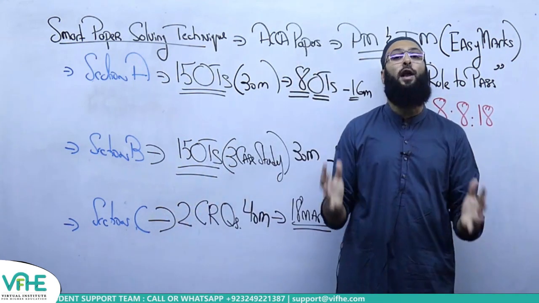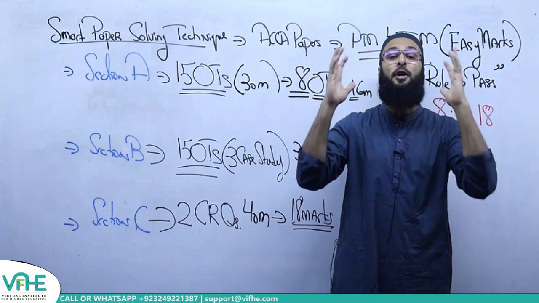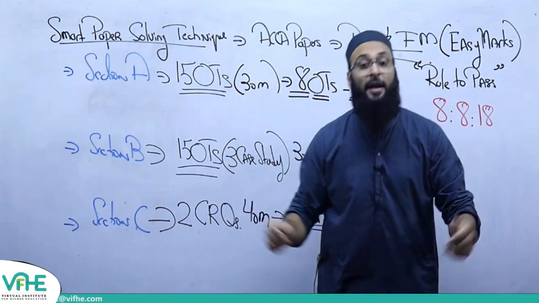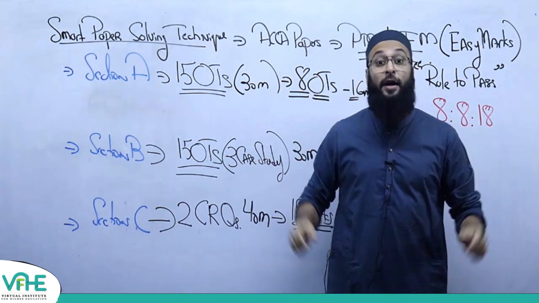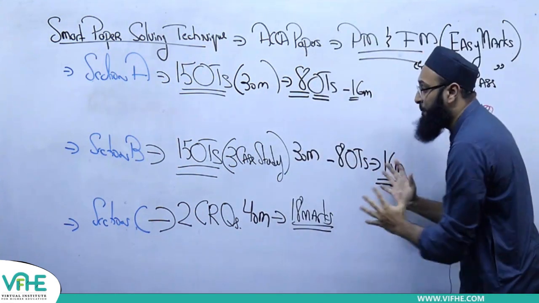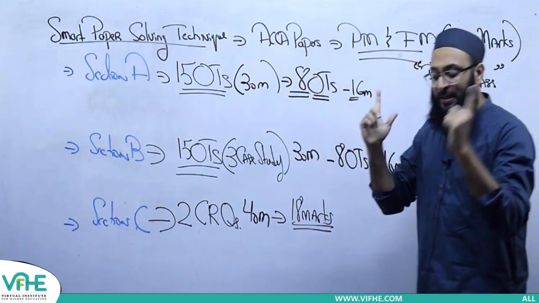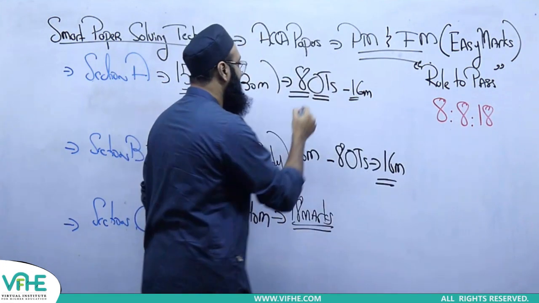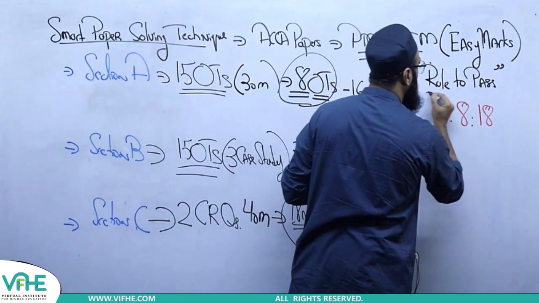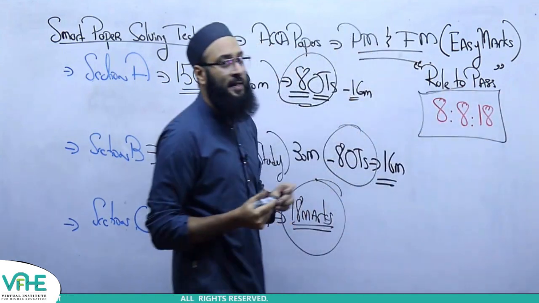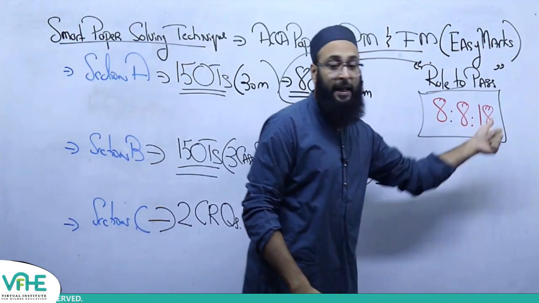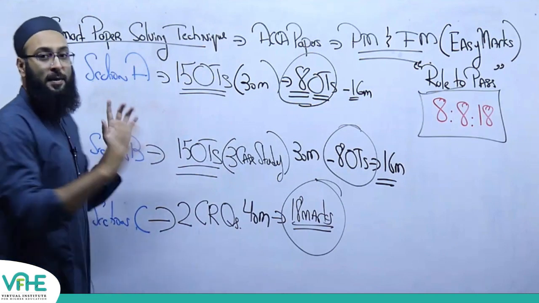Wow. So make your life easier, make your targets easier. Don't put extra pressure on yourself. The first objective is to pass. If you have 49, it's 0. If you have 50, remember, it's 100. So my friends, my smart paper solving technique says that the rule is clear. And what is the rule? That is 8, 8 and 18 marks is the simple recipe to pass Performance Management, Financial Management. So remember, 8, 8 and 18. This is the strategy. Make it simple.